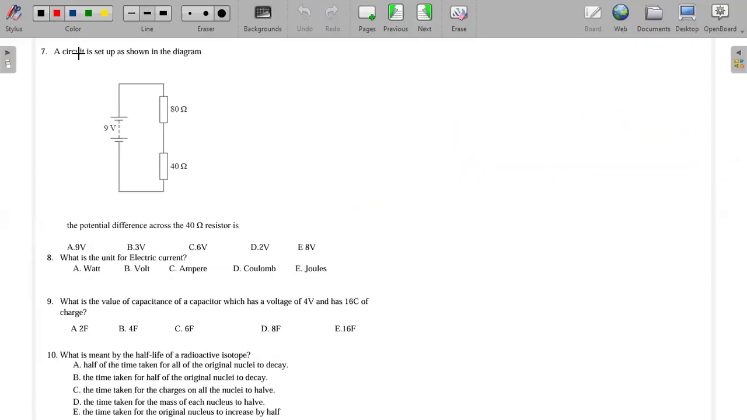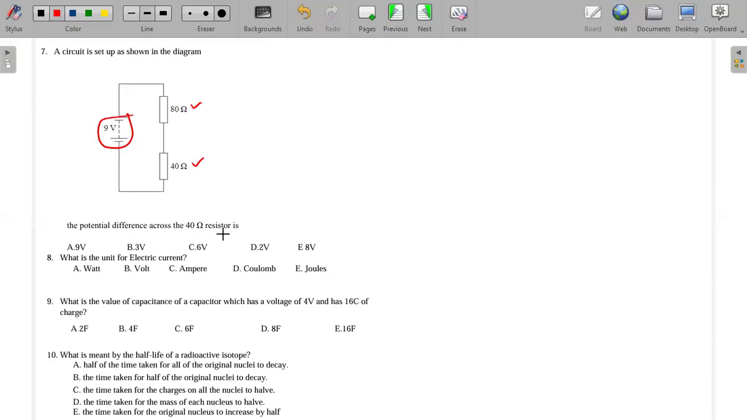We have question 7. Question 7 is saying a circuit is set up as shown in the diagram. So we have this particular circuit where we have an EMF in the battery of 9 volts. Then we have these two resistors that are in series. So it's saying the potential difference across the 40 ohms resistor is dash. The potential difference, which means the voltage across the 40 ohms resistor, is equal to dash.